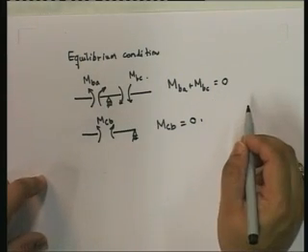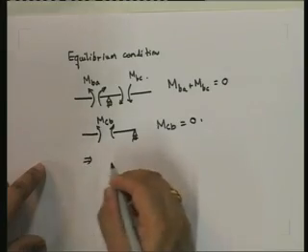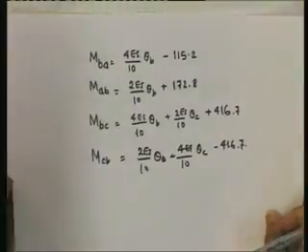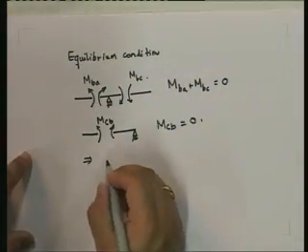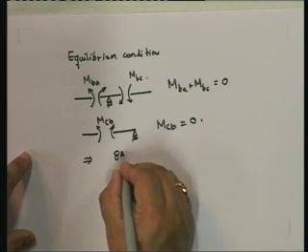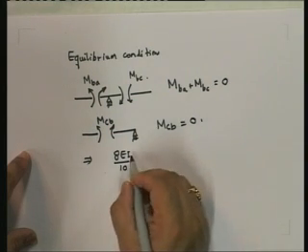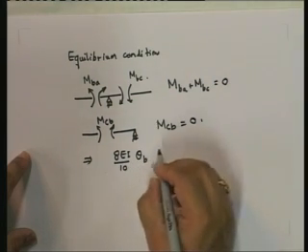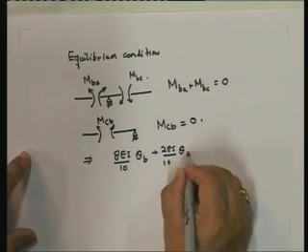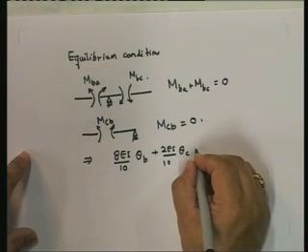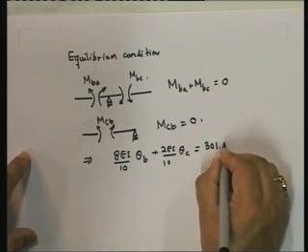Now I substitute MBA and MBC that I have written down earlier into these equations, and what I get is 8 EI upon 10 theta B plus 2 EI by 10 theta C is equal to 301.5.